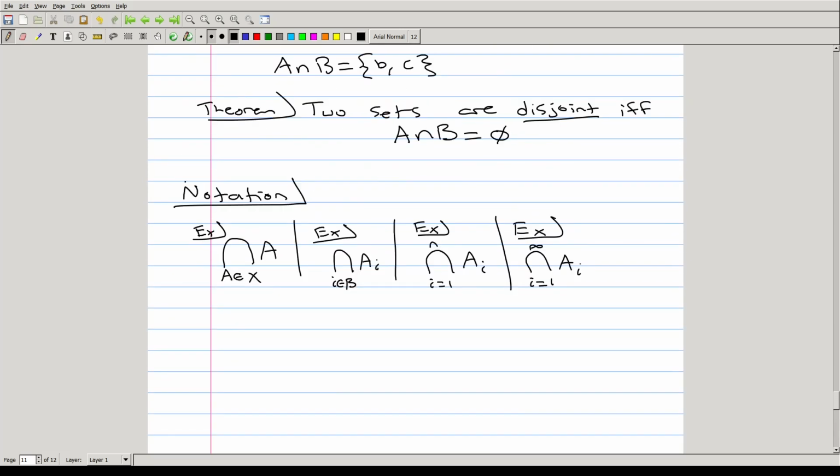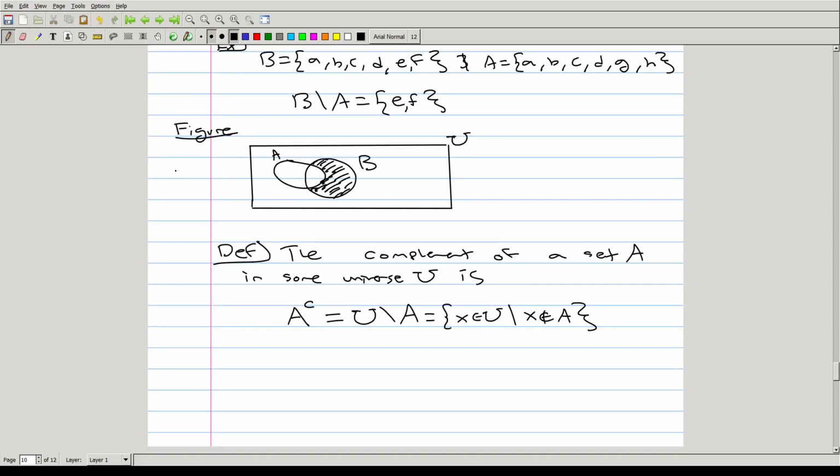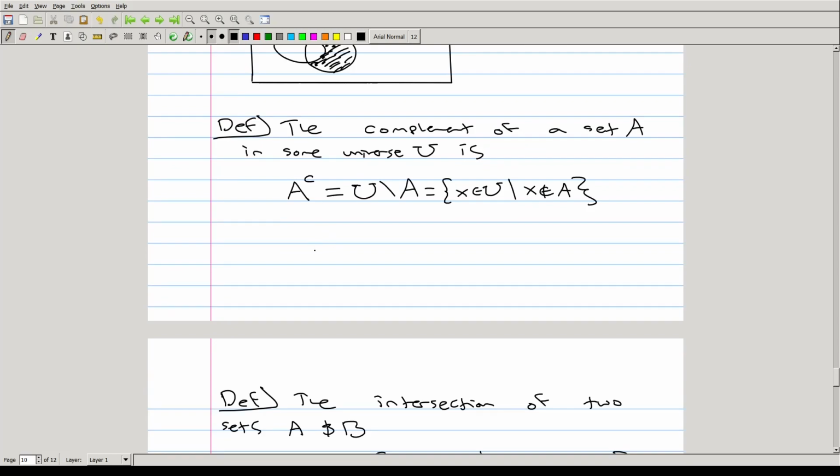I also want to point out that the book uses a slightly different notation for the complement. The book uses the notation A with an overline for the complement. That's also used in some of the Webwork problems. However, I like the C in the exponent for complements. So please just keep that in mind when you're reading through the book.